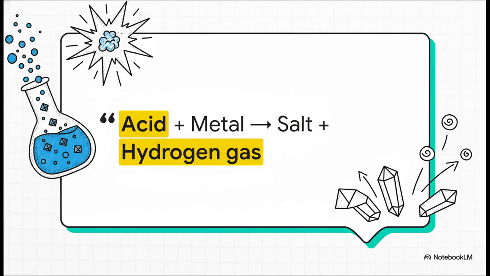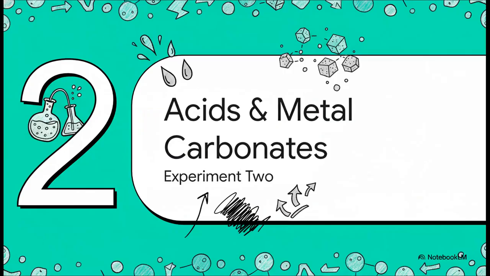So this brings us to a very important general rule. Please remember this. When an acid reacts with a metal, the products are always a salt and hydrogen gas. In our example, sulfuric acid and zinc reacted to form the salt, zinc sulfate, and hydrogen gas. All right, let's move on to our second reaction now.